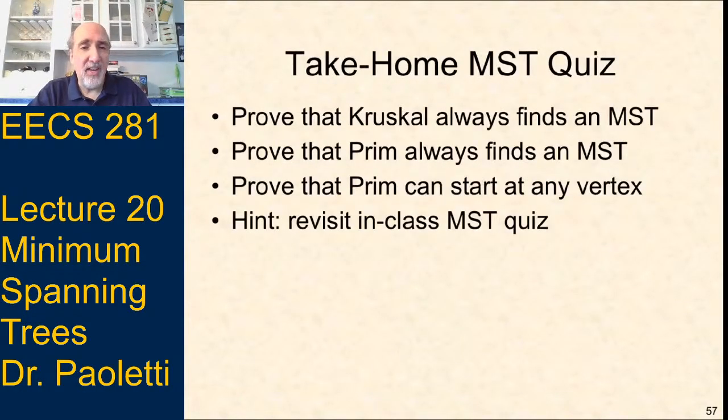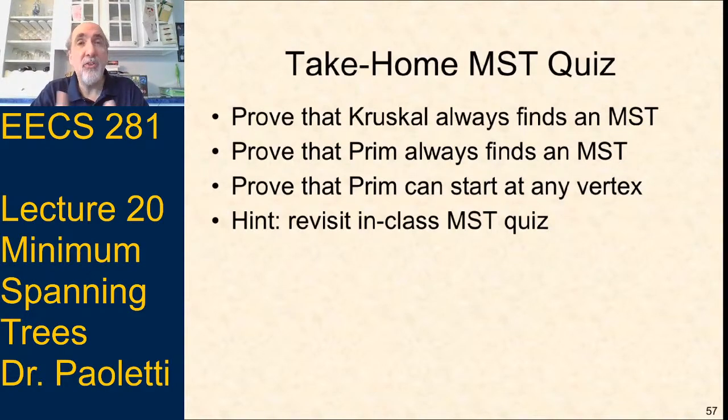Okay, last thing. Prove that Kruskal always finds an MST. Not just that it finds a spanning tree, but that it's minimum. Prove that Prim always finds an MST. Prove that Prim could start at any vertex, and it might find a different MST if you start at a different vertex, but it would find an MST. If you want to do these, it's not critical. Doing these will not make you better prepared for the final, but they're good things to understand about the algorithm.